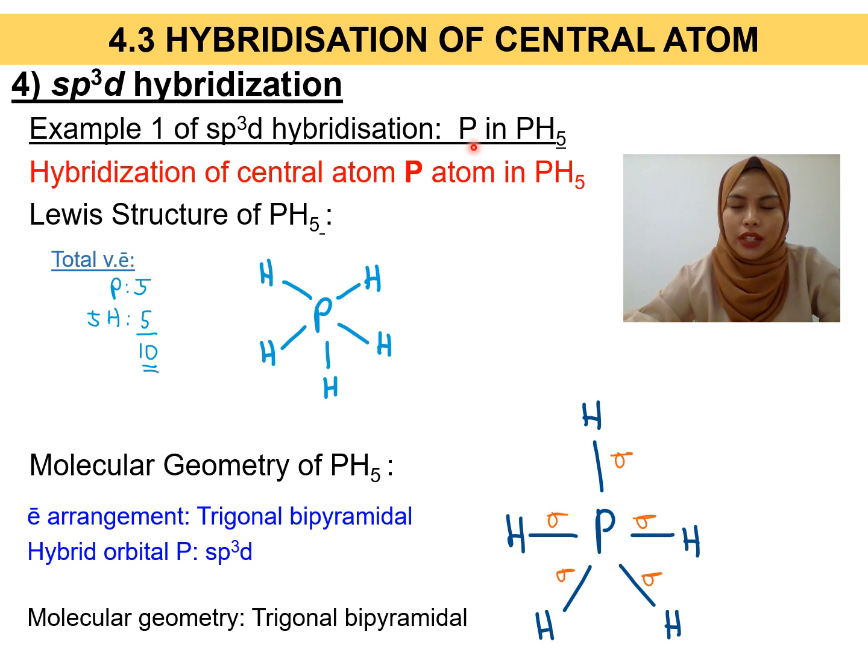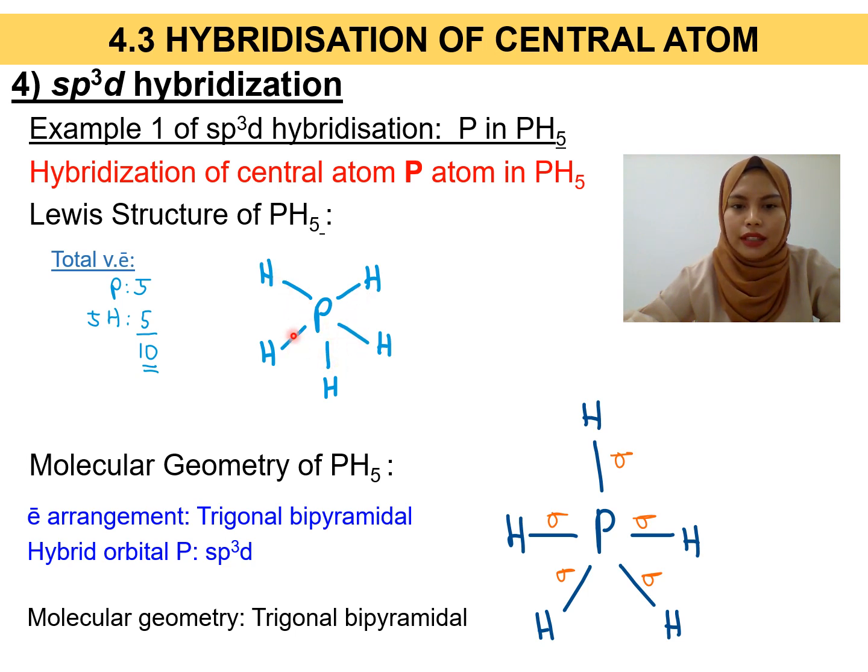One example of a molecule with sp3d hybridization is PH5, where phosphorus is the central atom. What you can do here is first draw the Lewis structure of PH5, where you have to count the total valence electrons for PH5. Phosphorus has 5 valence electrons, hydrogen has 1 valence electron, but multiplied by 5 hydrogens, therefore 5 plus 5 is 10. When you draw the Lewis structure for PH5, P will be at the center and H will be the skeletal, terminal atoms. Then you connect the central and terminal atoms with a single covalent bond.